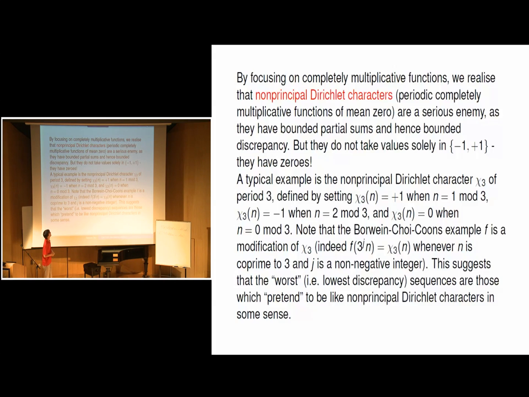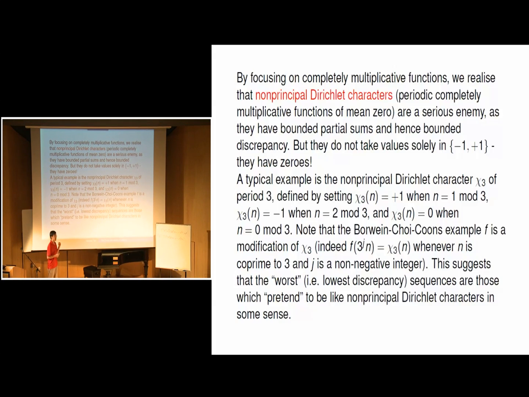That's a Dirichlet character. As long as they're non-principal, if they're not just 1 and 0, if they actually have a sign, then they're periodic and they have mean 0, which means they have bounded partial sums. So Dirichlet characters do have bounded partial sums and are completely multiplicative. They are not a counterexample to the discrepancy problem. They are almost a counterexample. They're not a counterexample because they do take 0 sometimes. It's important for the discrepancy problem that you only allow values plus 1 and minus 1. If you allow 0, then of course you can have 0 discrepancy. You just have to take the all-zero sequence.